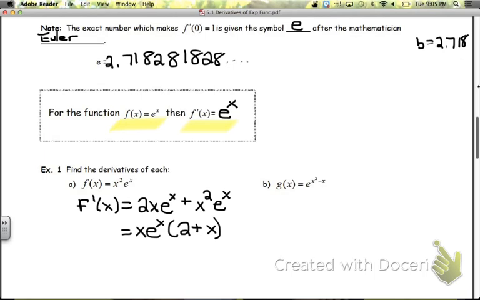Now what about b here? Well, for b, we are going to take the derivative of e to the power of x squared minus x. Since we know that the derivative of e to the power of x is just e to the power of x, we're going to have e to the power of x squared minus x. Now this is similar to when we were taking our derivatives. We then take the derivative of the exponent, so you multiply by 2x minus 1. Now we don't need to expand here. That is as far as we can go.